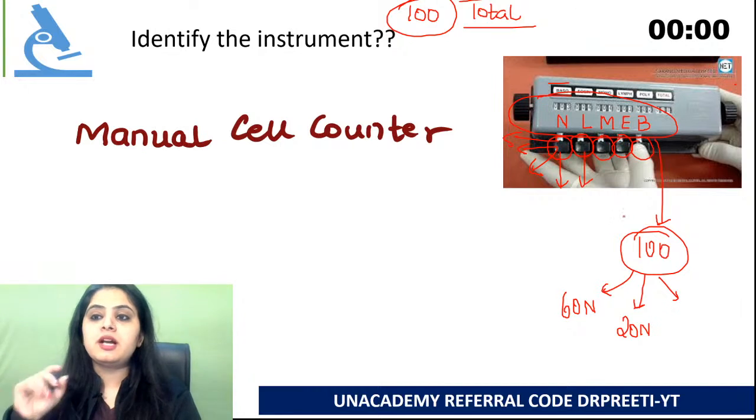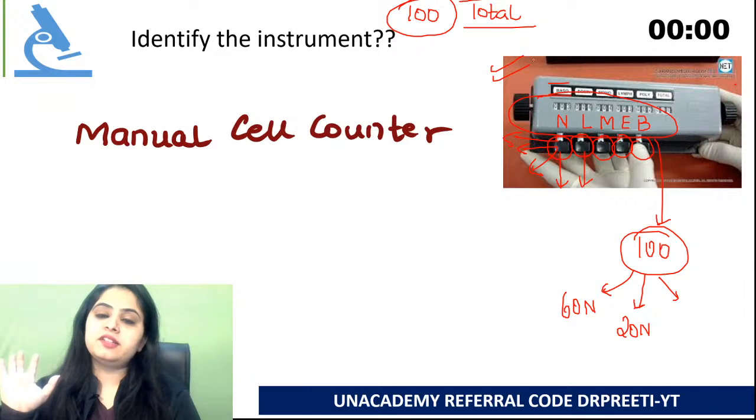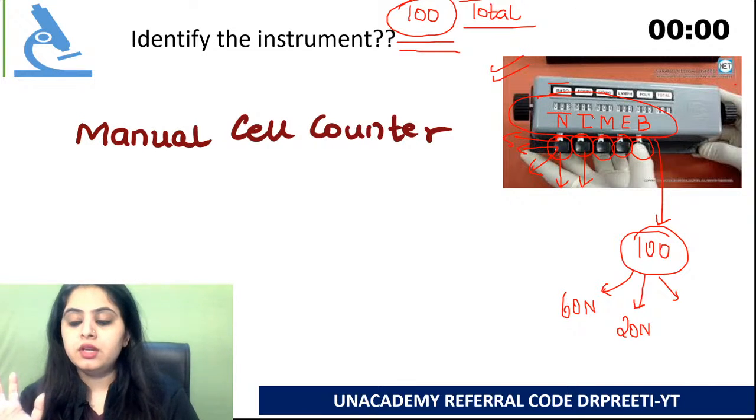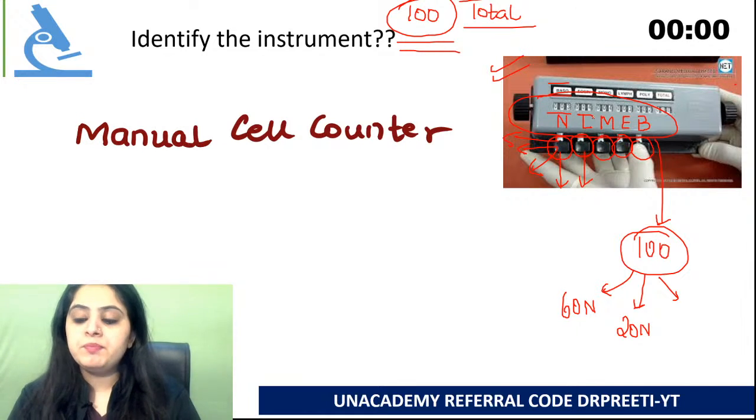As soon as the total becomes 100, a bell goes off in this, and I know that okay, 100 cells have been counted, the 100 cell count is complete. It will show me that, okay, neutro you clicked 60 times, lympho you clicked 30 times, and so forth. So please remember, manual cell counter. Are we okay with this?